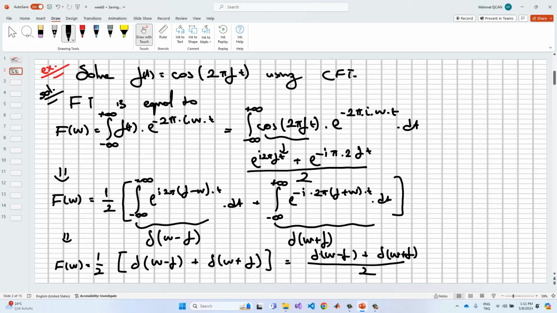Okay? And so this is the Fourier transform. And so what's the meaning of the output signal in here? Just see that.